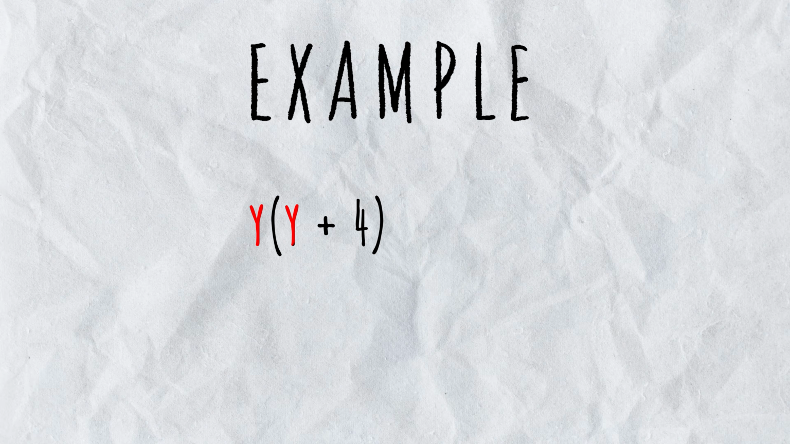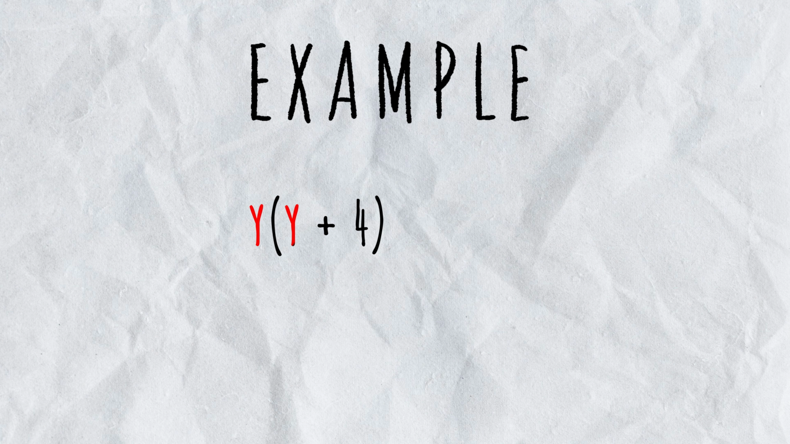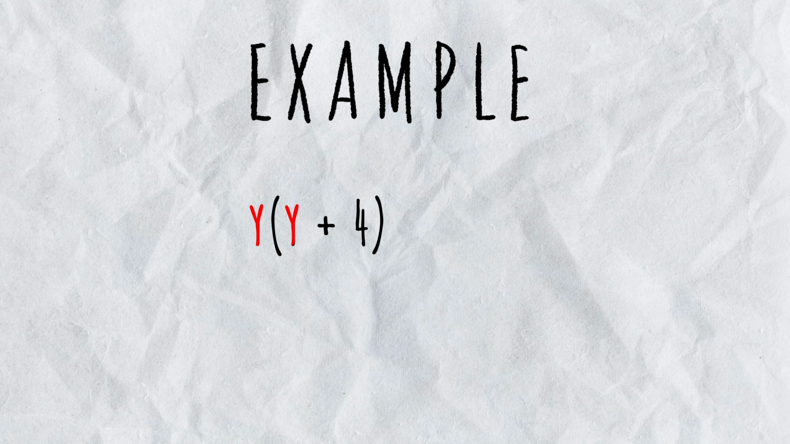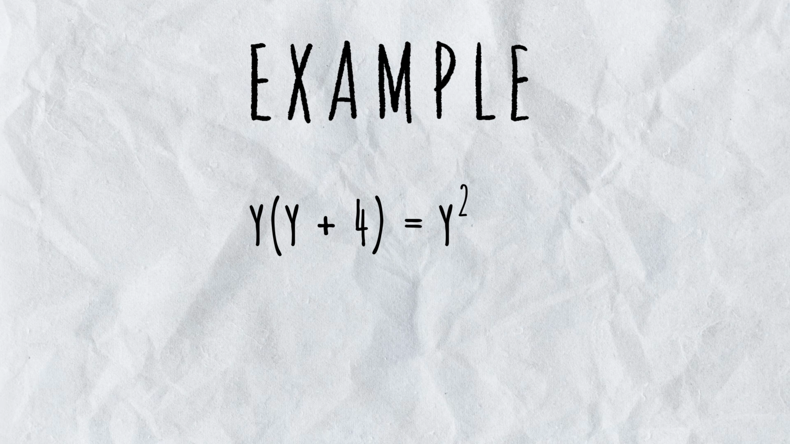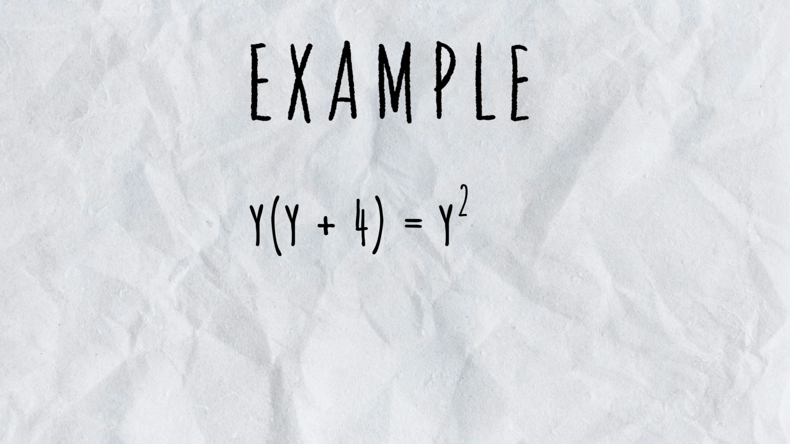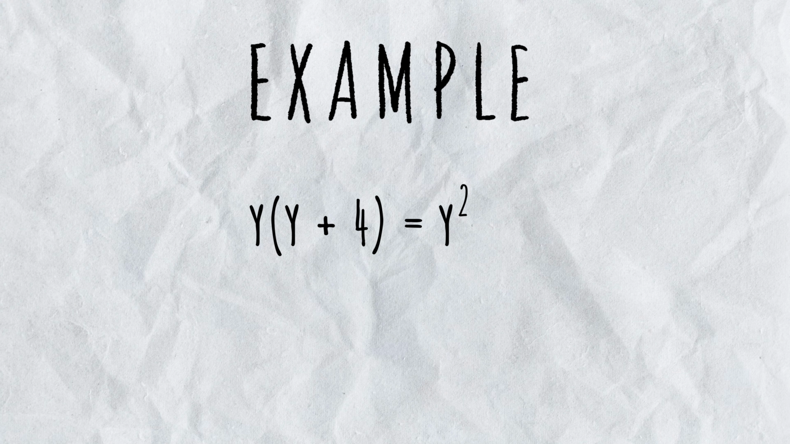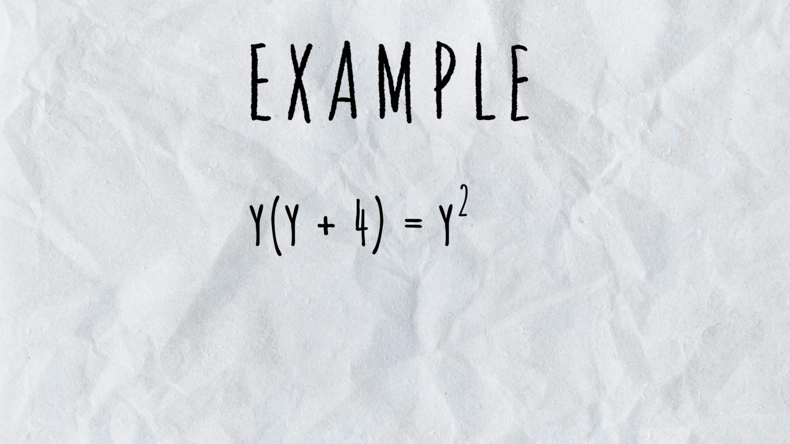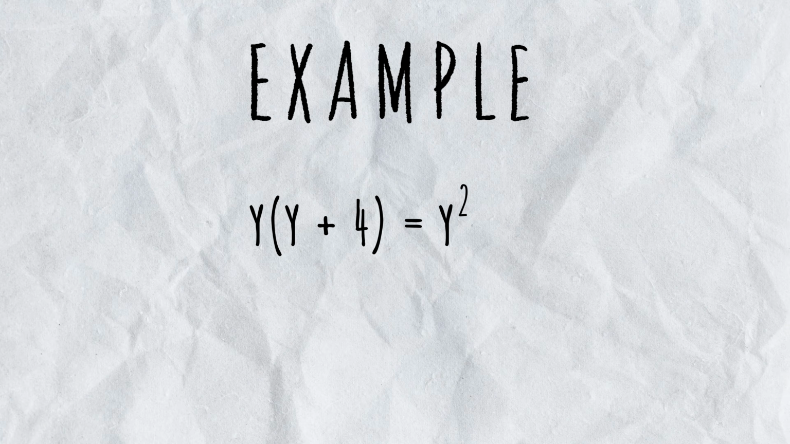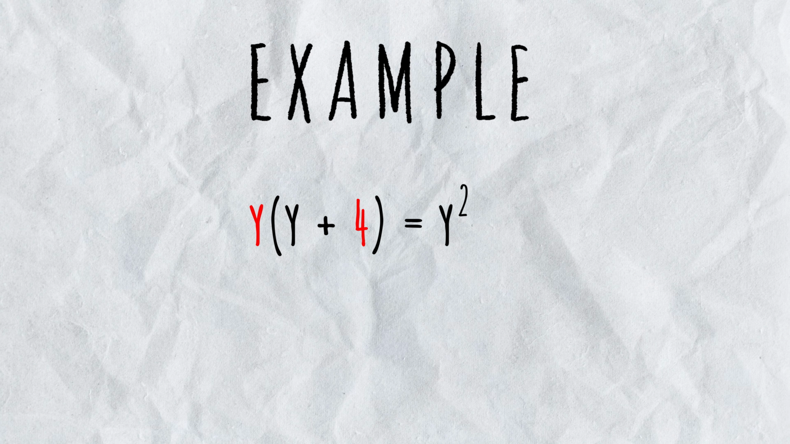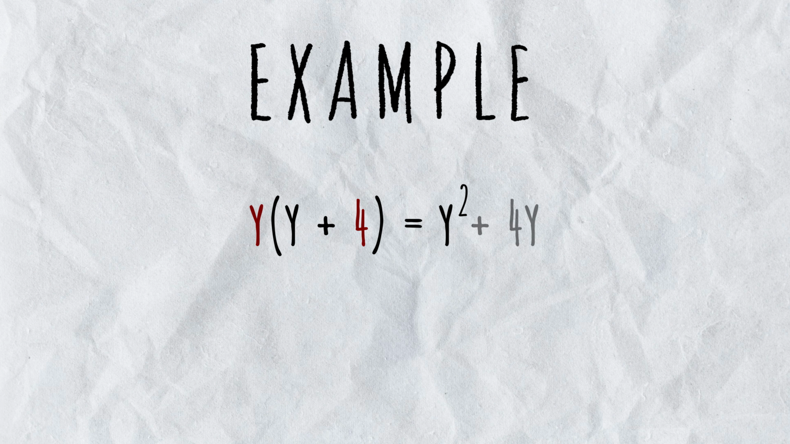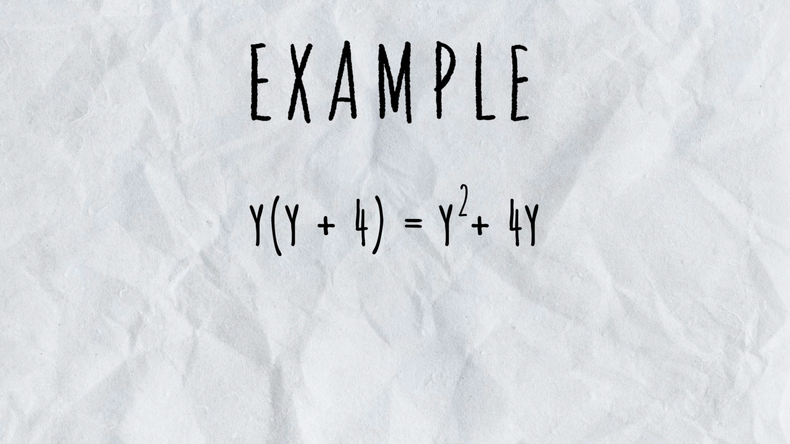So this is the bit that most people find tricky, but it's actually really simple. It just becomes y squared, and then we're just going to put that as our first part of the equation for our answer. Then the second part is even simpler. We simply just times the 4 by y, and that becomes 4y. So our final answer will be y squared plus 4y.